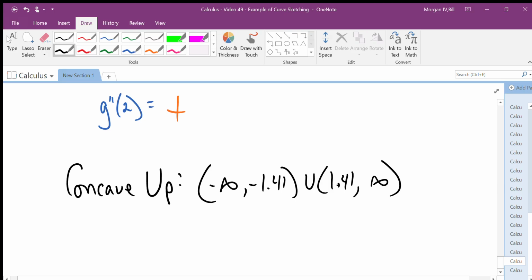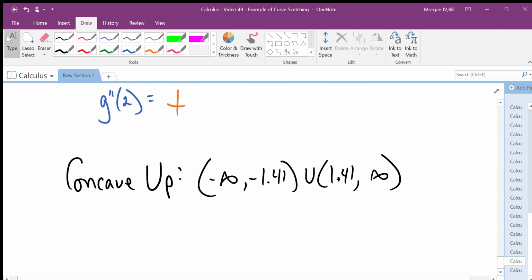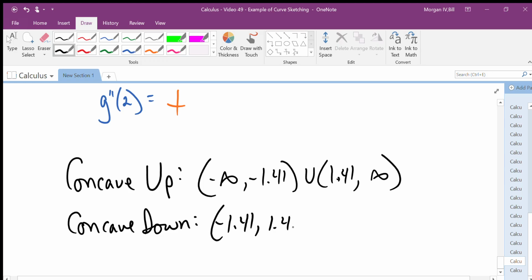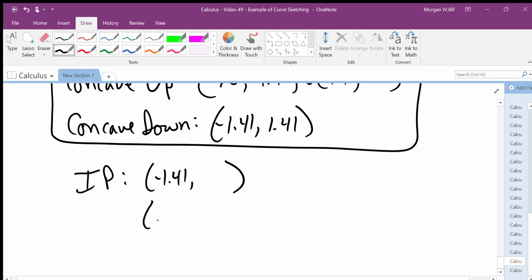And if you didn't want to use negative 1.41, if you want to do negative square root of 2, and for 1.41 do positive square root of 2, that is a little bit more accurate. Okay, concave down is from negative 1.41 to positive 1.41. And we get inflection points at negative 1.41 comma some y value and positive 1.41 comma some y value.